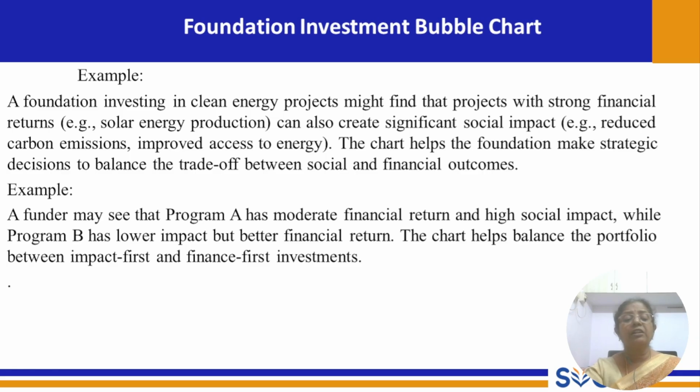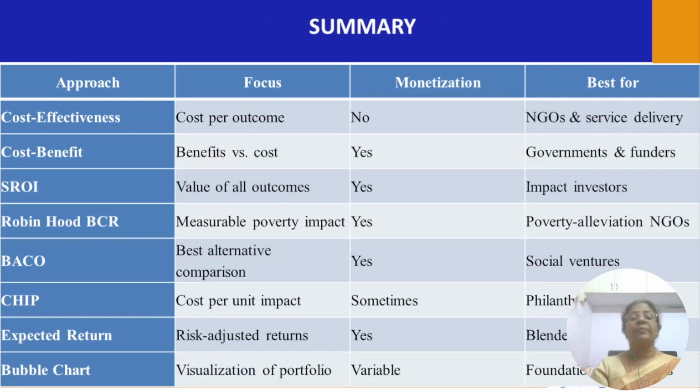For example, a funder may see that program A has moderate financial return and high social impact, while program B has lower impact but better financial return. The chart helps balance the portfolio between impact-first and finance-first investments.